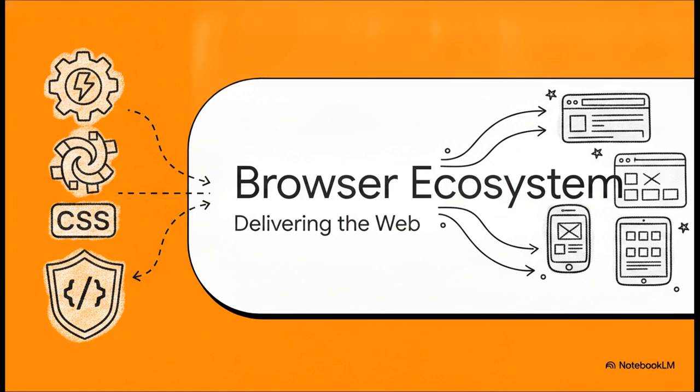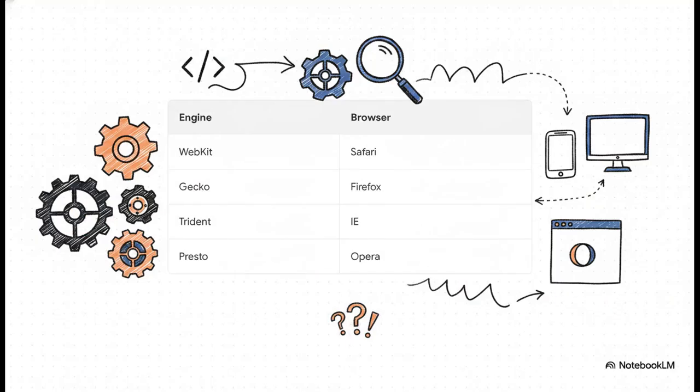All right, moving into Section 5, the modern browser ecosystem. We've got our HTML, our CSS, and our JavaScript all beautifully written and tied together. Now, let's see how all this code actually makes it to the end user. Because here is the dirty little secret of the web. Browsers are absolutely not identical. They use entirely different rendering engines to interpret the exact same code.